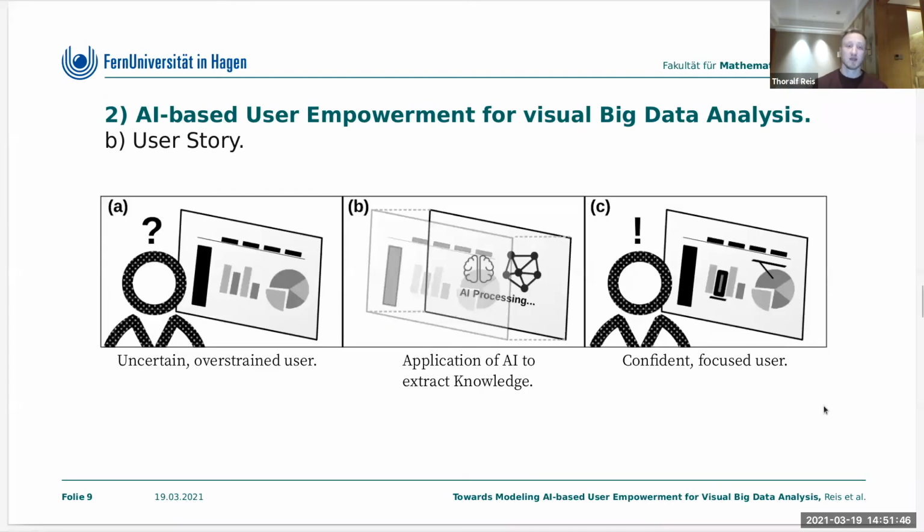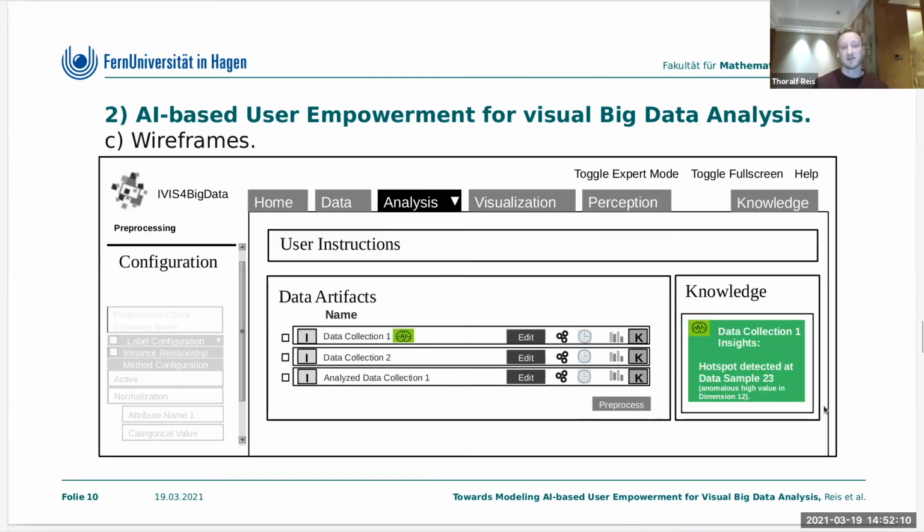Translated into a user story, this looks like, on the left-hand side, an uncertain, overstrained user. Then in the middle, the AI processes potentially relevant knowledge and communicates this in picture C to the user, who then acts confident with the user interface and knows exactly where he or she wants to dig deeper. And this is visualized on a wireframe of the visual big data system.